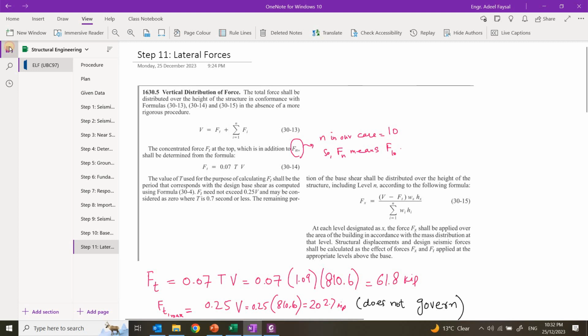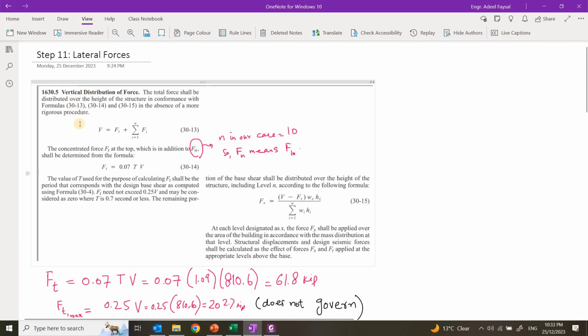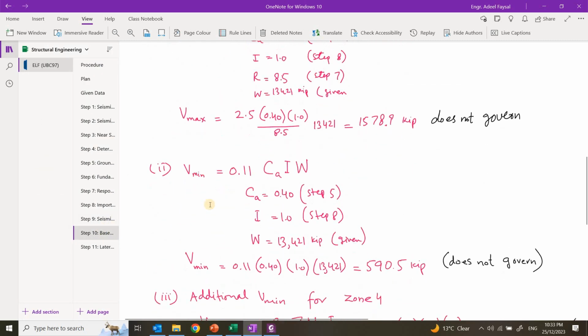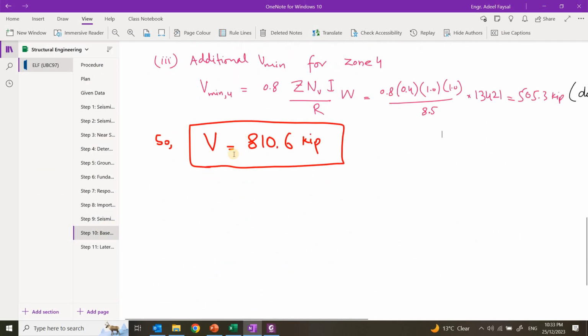Okay, so base shear is calculated, and then the last step is to find the distribution of those lateral forces. Vertical distribution of the lateral forces, which means we'll have to allocate some portion of this base shear value to each level. We have 10 levels. We'll allocate some portion of this to each level.